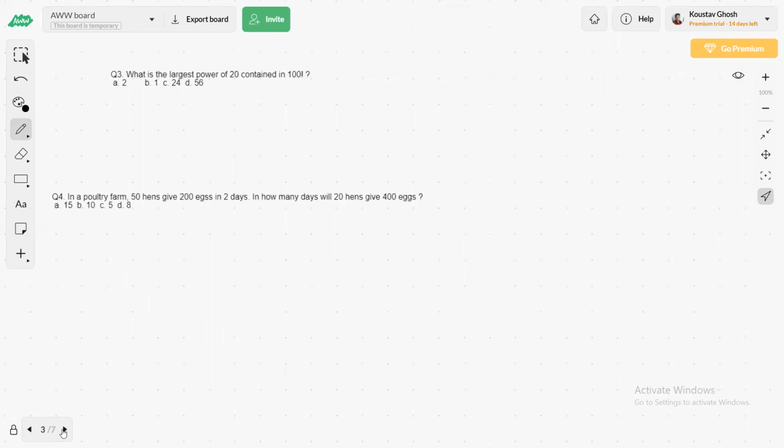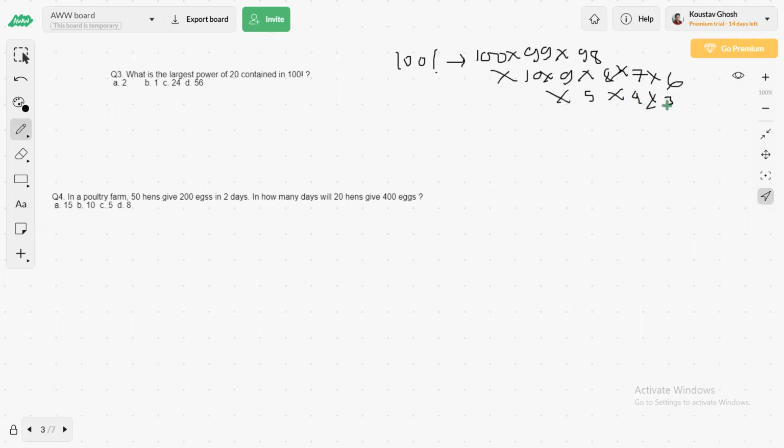Now go to the next question. What is the largest power of 20 contained in 100 factorial? 100 factorial can be written as 100 into 99 into 98 and so on, down to 10 into 9 into 8 into 7 into 6 into 5 into 4 into 3 into 2 into 1.